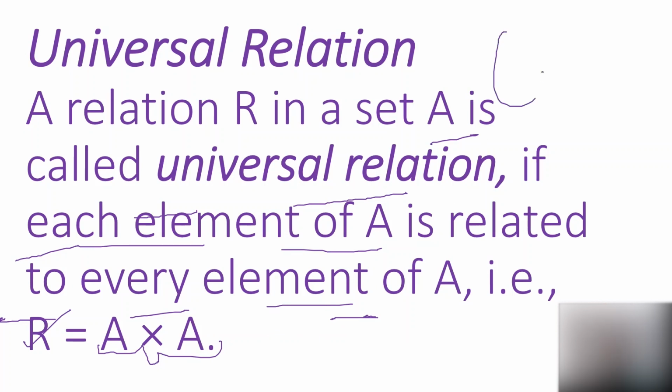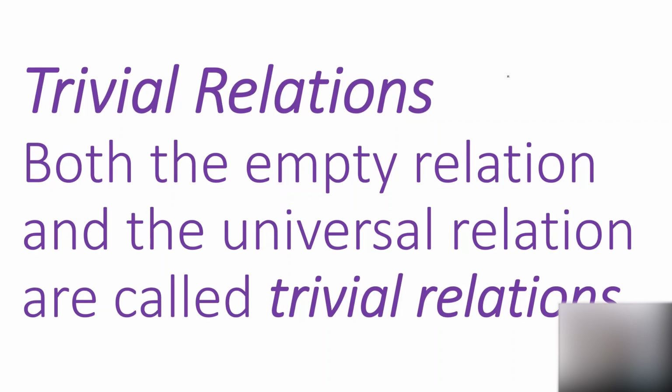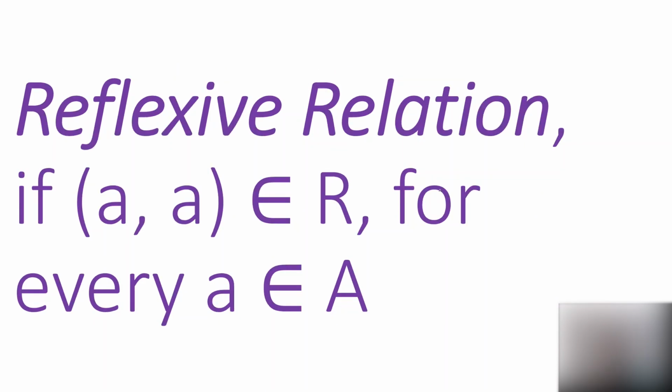Let us consider that we have two elements in set A, 1 and 2, and here also set A is 1 and 2. One is related to 1 as well as 2, and 2 is related to 1 as well as 2. This relation is called the universal relation for set A and A. And next is the trivial relation. Both the empty relation and the universal relation are called trivial relations.